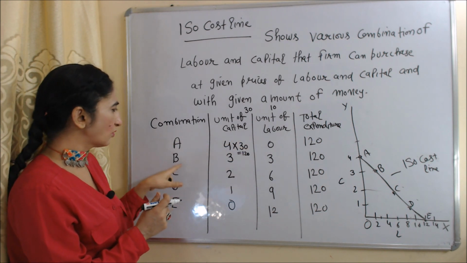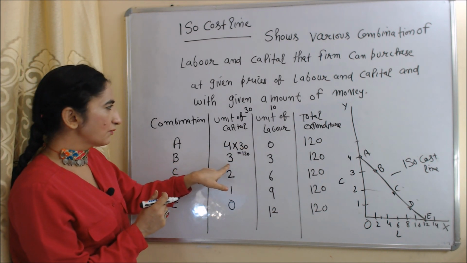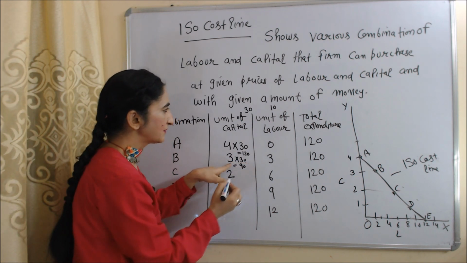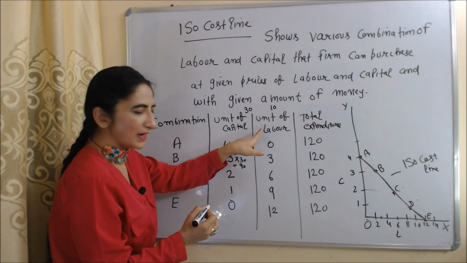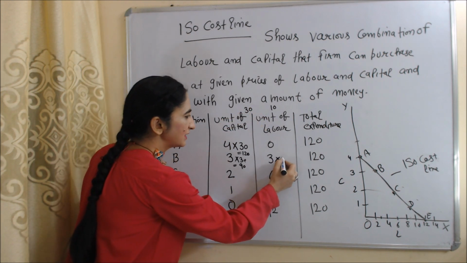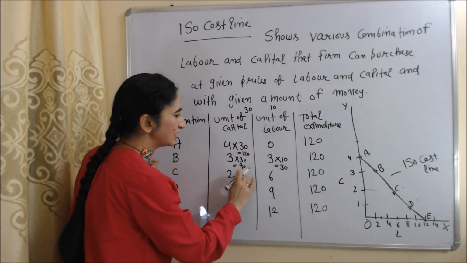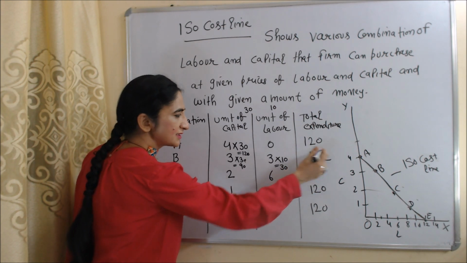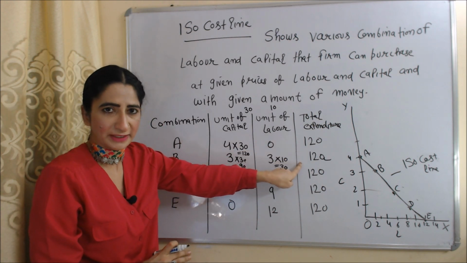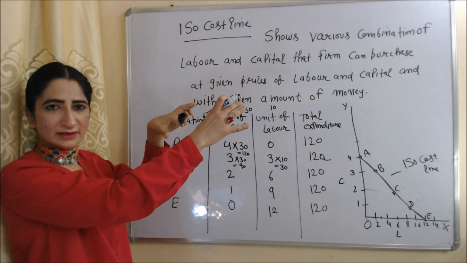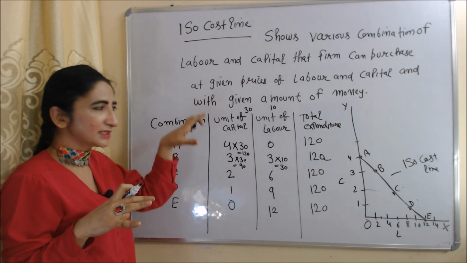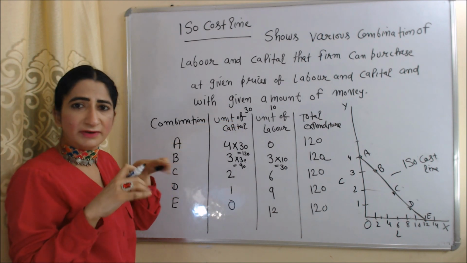Similarly, you can see the cost of the second combination. The price of one capital is 30, and 30 multiplied by 3 is equal to 90. As we know, the firm is buying 3 units of labor and the price per unit of labor is 10. 10 multiplied by 3 is equal to 30. 90 plus 30 equals 120. Similarly, you can see that the cost of all combinations will equal 120. So we can say that the isocost line represents various combinations of labor and capital which a firm can purchase at a given price of labor and capital and with a given amount of money.